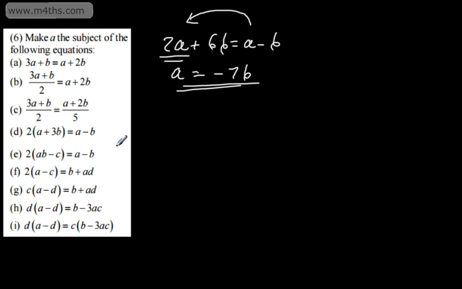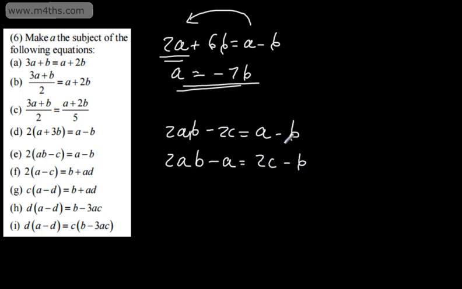Everything without an a goes on the right-hand side. I've chosen the left-hand side, you can choose the right-hand side, entirely up to you. So 2 lots of a multiplied by b minus 2c is equal to a minus b. I'm going to subtract this a from both sides. That gives me 2ab minus a. And now I'm going to add the 2c to both sides: 2c minus b. So I've added 2c to both sides and subtracted a from both sides. Let's write that clearly.